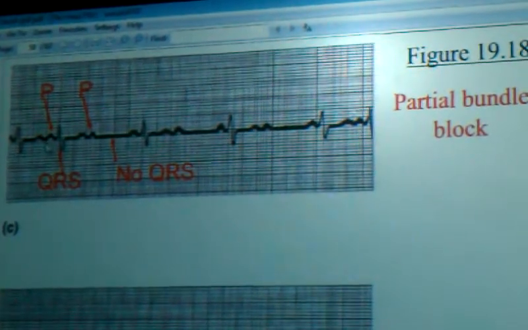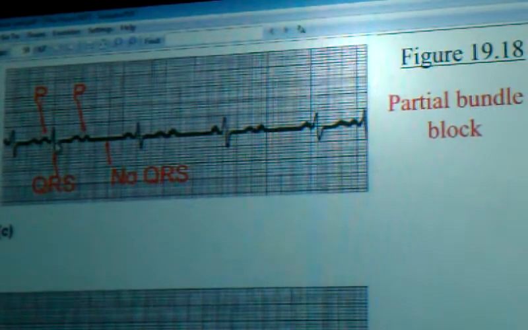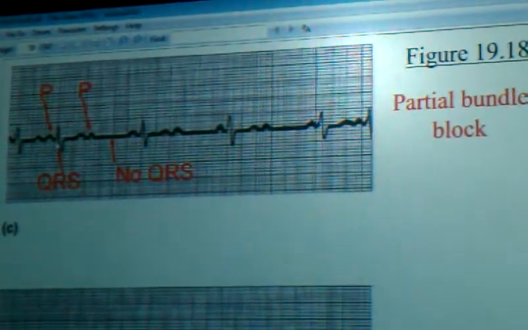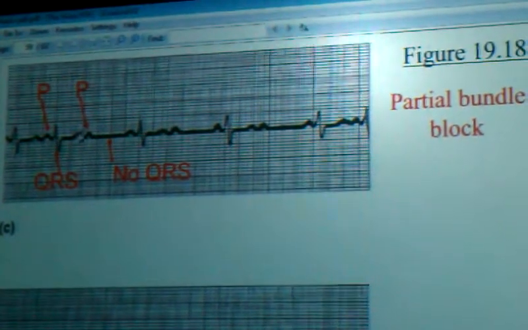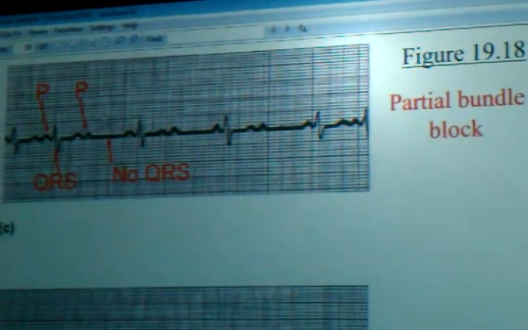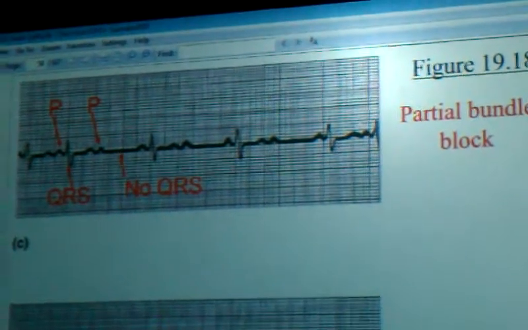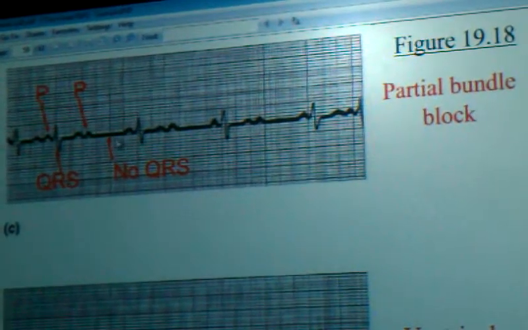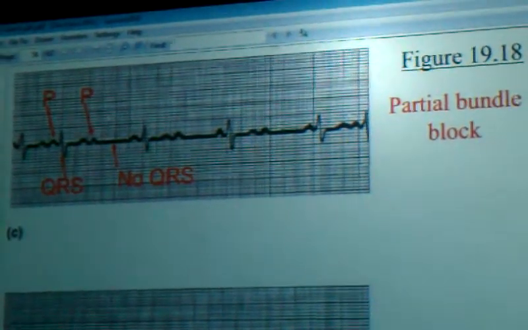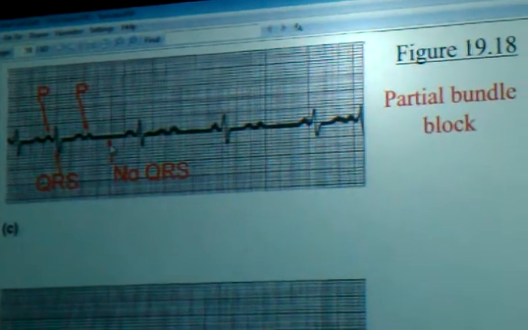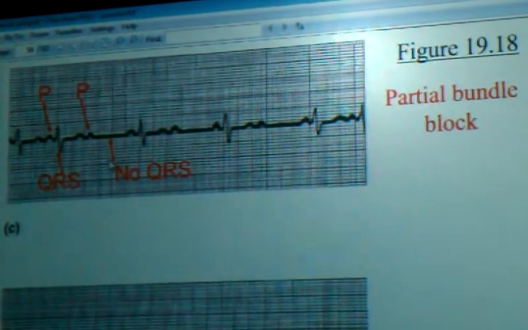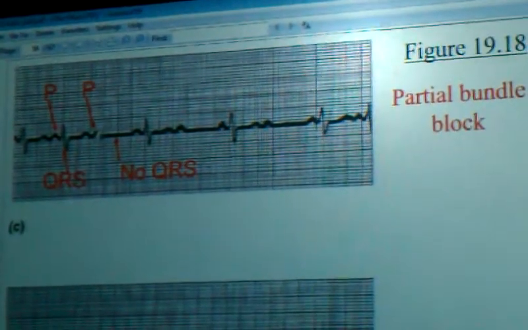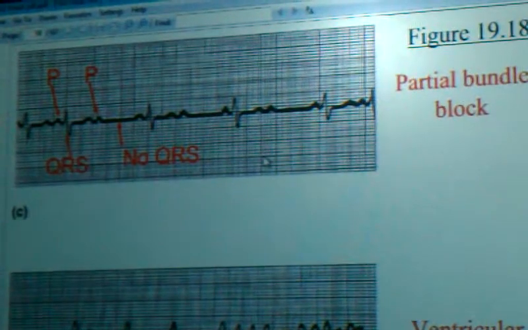So we see that here. We can see peaks here, so we know those are QRS peaks. To the right we have the T wave. To the left we have a P wave. And we should have that whole complex every so often. But here we're missing the QRS. We have a P wave, but no QRS or T. So the signal is not going down the bundle branch to the ventricle, and the ventricles therefore are not contracting. This individual has what we call a bundle branch block.